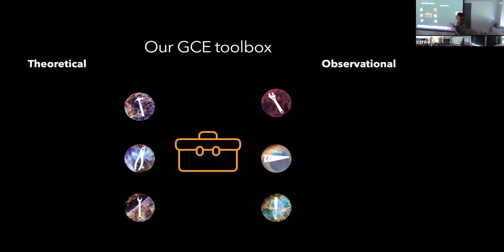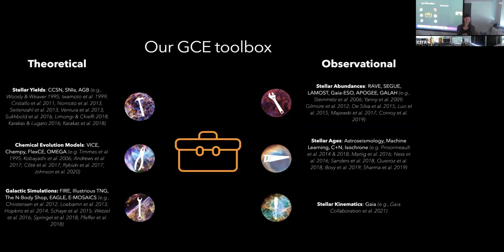understanding? We have a pretty big toolbox for galactic chemical evolution. On the theoretical side, we have things like stellar yields, which are modeling stars over the course of their lifetime and their death. We have chemical evolution models, which are making like one zone toys of different regions of the galaxy. And then the extreme of that, galactic simulations, which have all the dynamics and complicated star particles in them. Observationally, we have tons of abundances from spectroscopic surveys like GALAH and APOGEE. We have stellar ages that we can infer from many different methods. And we also have kinematics from Gaia.